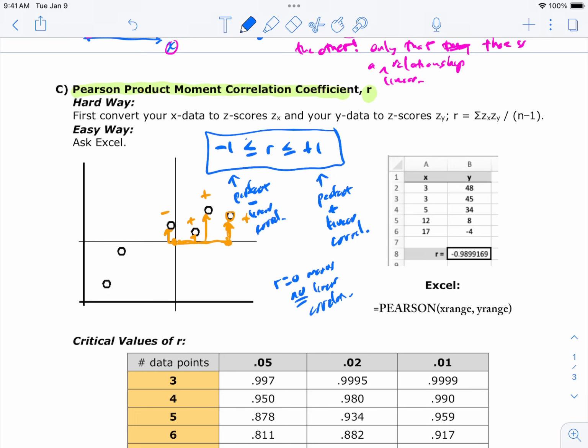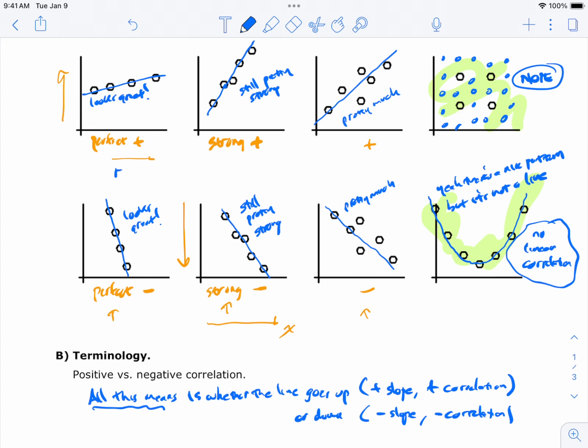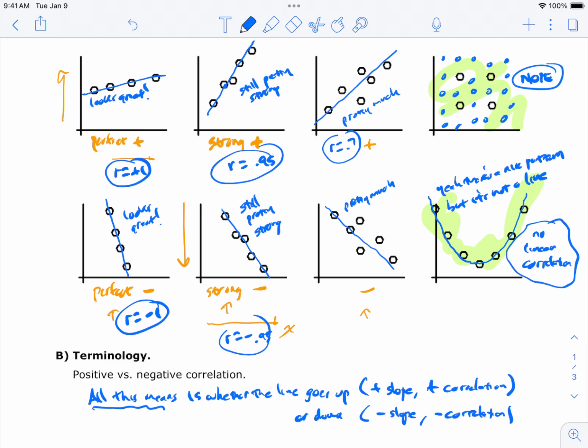So actually, let's come back to page 1 because I want to put numbers on these graphs over here. So this would be like r equals +1 because it's a perfect positive linear correlation. This would be like r equals -1 because it's a perfect negative linear correlation. This would be pretty good. So it might be r equals, I don't know what it is. Let's say it's really high, it's 0.95, and then this might be like -0.95 or something like this. This one might not be quite as good. Maybe it's a 0.7. This one might be a -0.7. This one is going to be a 0. This one is going to be a 0.